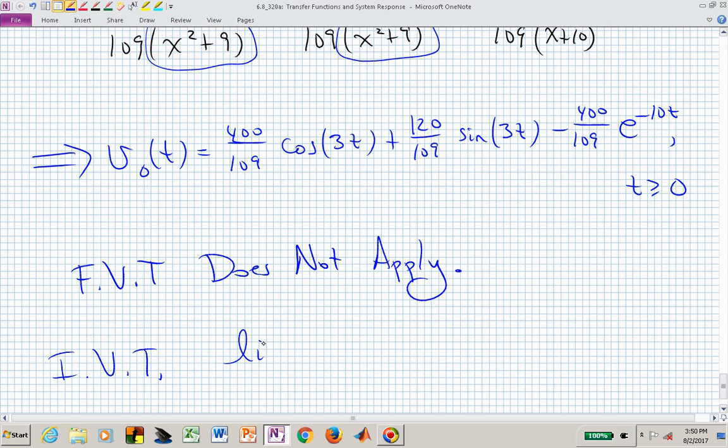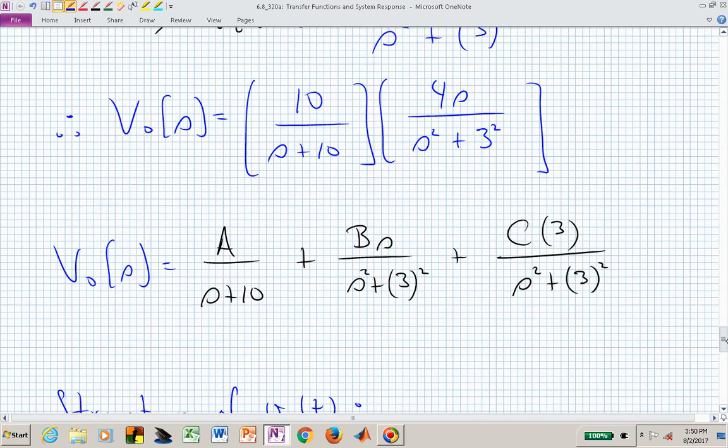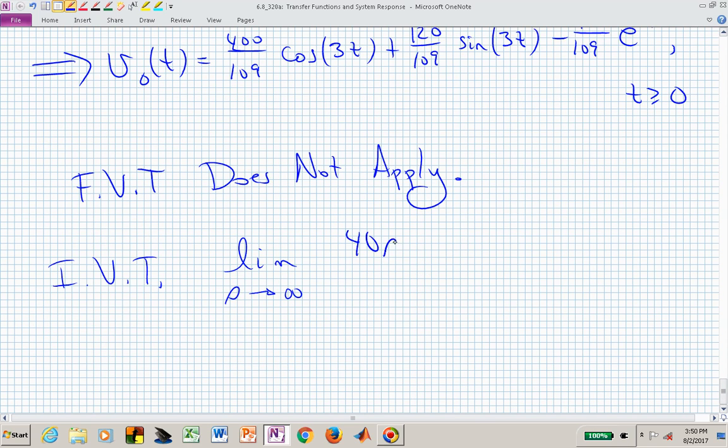That we can if the limit exists. And now we're looking at the limit as s goes to infinity of s times, in this case, 40s. We have 40s squared over s plus 10, s squared plus 9. Or we have a cubic downstairs, we have a quadratic upstairs. We now have a net something over s, and as s goes to infinity, that goes to 0.